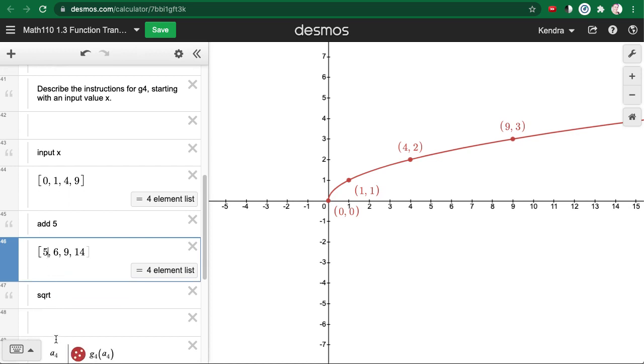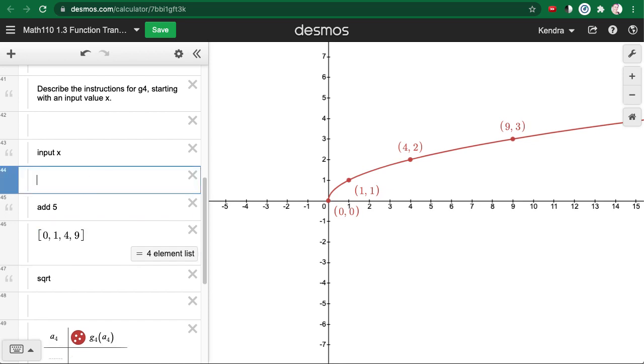Now if I square root those, that is not a happy thing for me. These are not the key input values for this function. These are the key input values for the square root function. So in fact, I want those to be here. Those are the numbers that I want to square root.